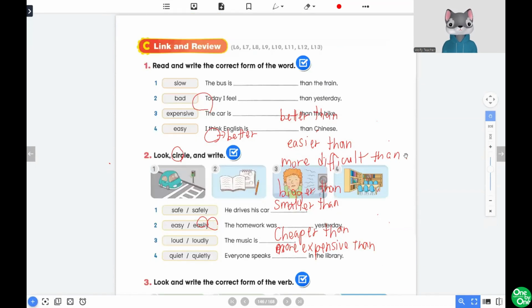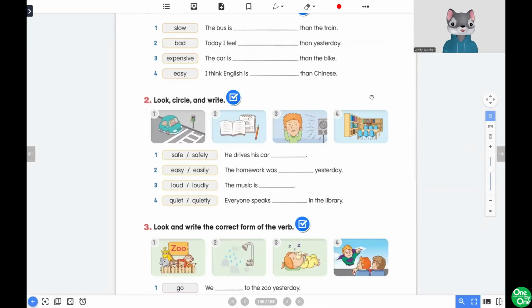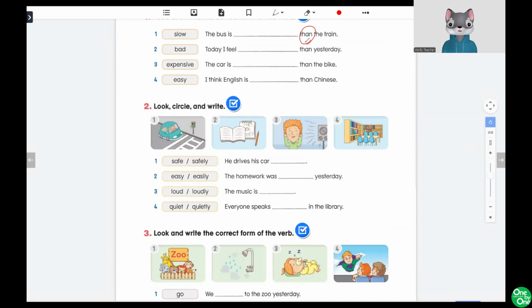All right, so this is a review of lessons 6 to 13. Now, let's go over the answers together. Read and write the correct form of the word. Now, the bus is. Now, remember, if you see the word than, it's going to be a comparative. So, what do we need to write? The bus is slower because there's only 1 syllable. So, slower than the train.